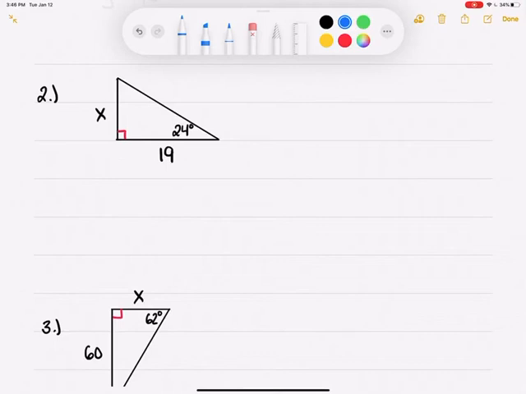If you look at example 2, obviously I'm trying to figure out how long x is. I'm also missing an angle or a side here, but I'm not interested in that. All I want to know is what does x equal. Remember, everything comes off of the angle. My angle is 24 degrees.